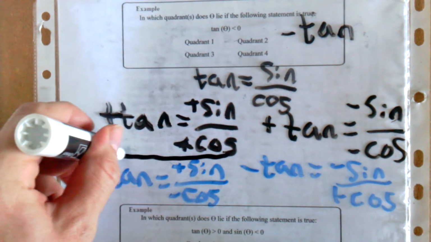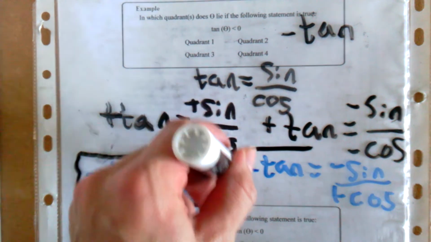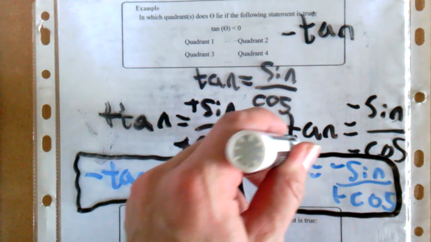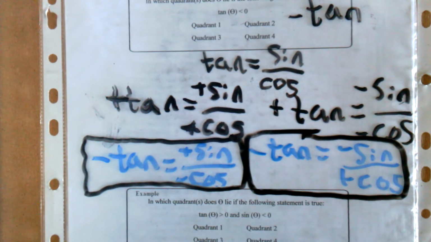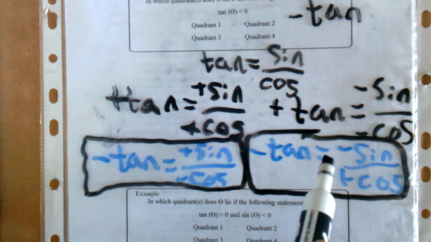It can be negative in this way, and it can be negative in this way. So we probably have two answers here. We need to find two quadrants such that both of these are met. So let's see. Let's look at this one first.